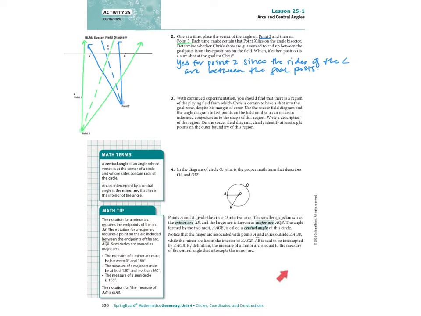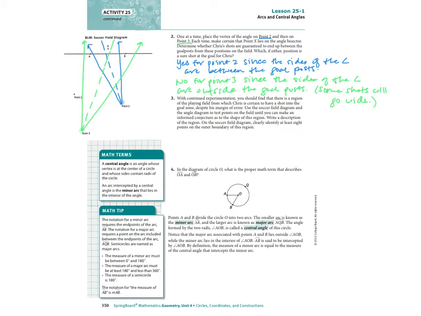All right. So we can see from point 3 that, can we guarantee for Chris to make the shot? Well, no, there's a little bit of margin of error. We can see the sides of this angle, they're outside the goalpost, so some shots will go wide. So let's go ahead and answer that. So we're going to say no for point 3, since the sides of the angle are outside the goalposts. And our hint is really that some shots will go wide.